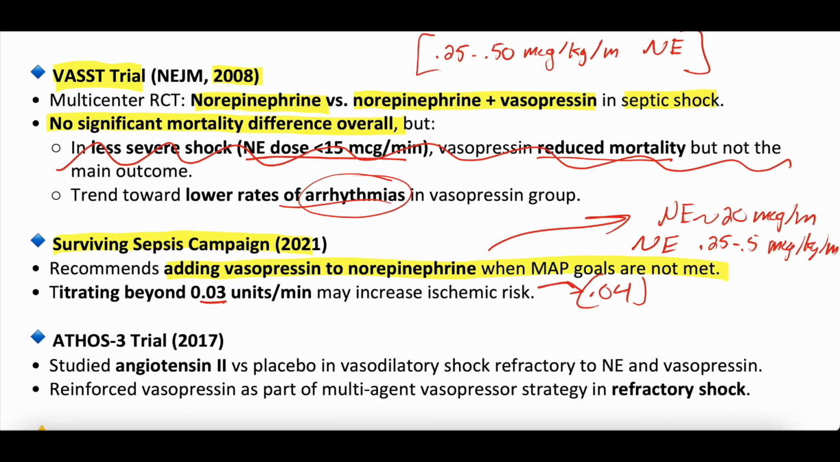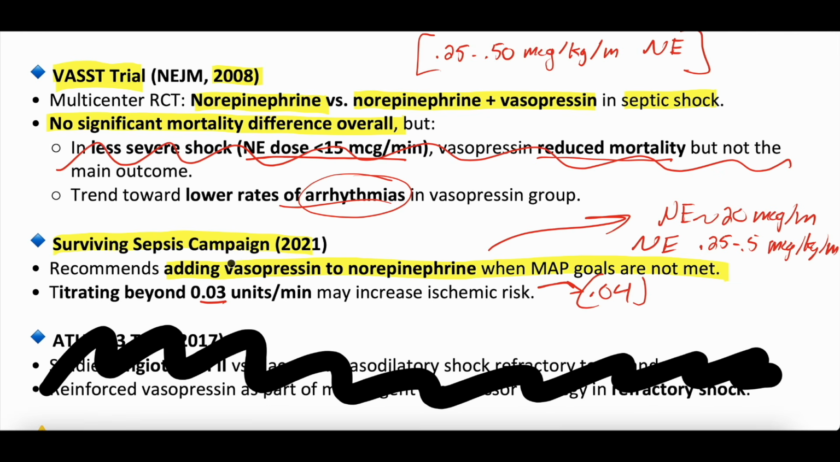ATHOS-3 is a trial that looked at angiotensin II, which is a different vasopressor that we're going to talk about, and it compared it to different vasopressors. One of those was vasopressin. This is probably not that helpful. We don't think it probably contributes too much, so we're going to cross it out.